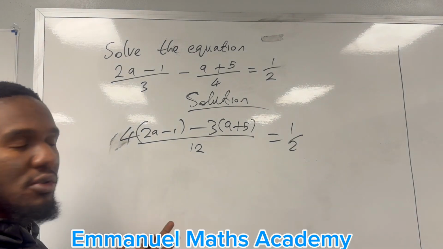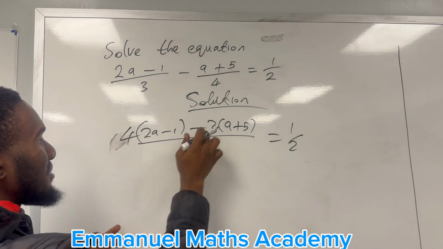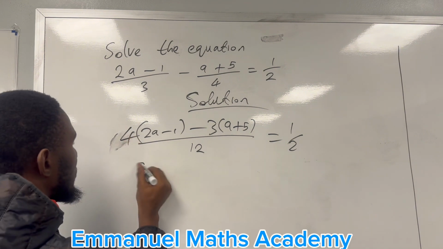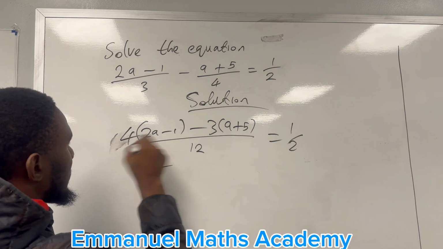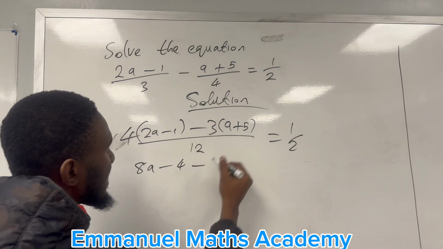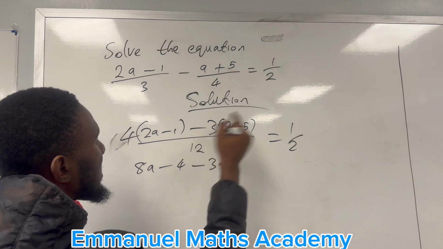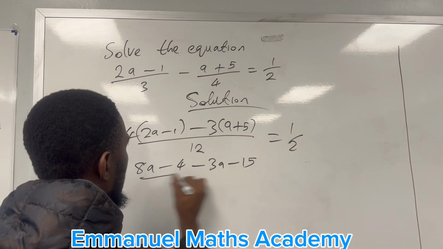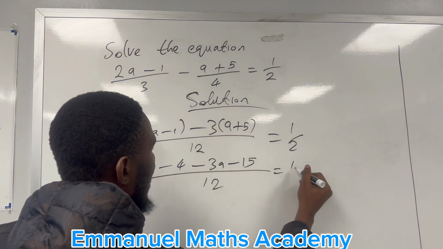You distribute. You use 4 to distribute this and use minus 3 to distribute into this. And simple as that, we have 4 times 2a will give you 8a, minus 4 times minus 1 will give you 4. Minus 3 times a will give you minus 3a. Minus 3 times 5 will give you what? Minus 15 over 12 equal to 1 over 2.